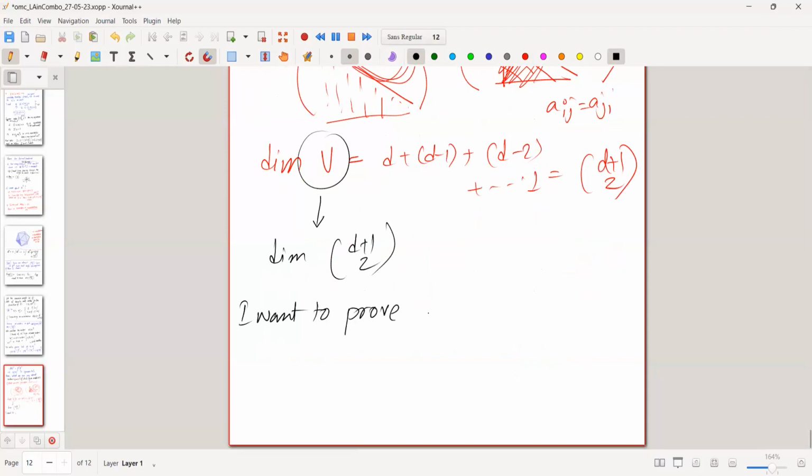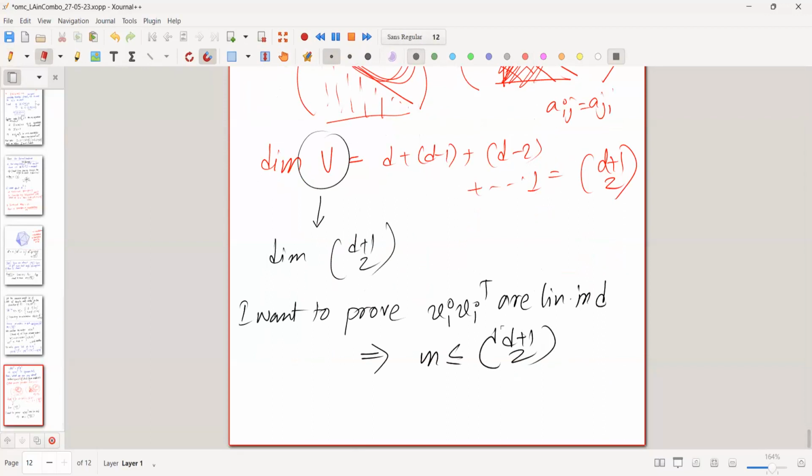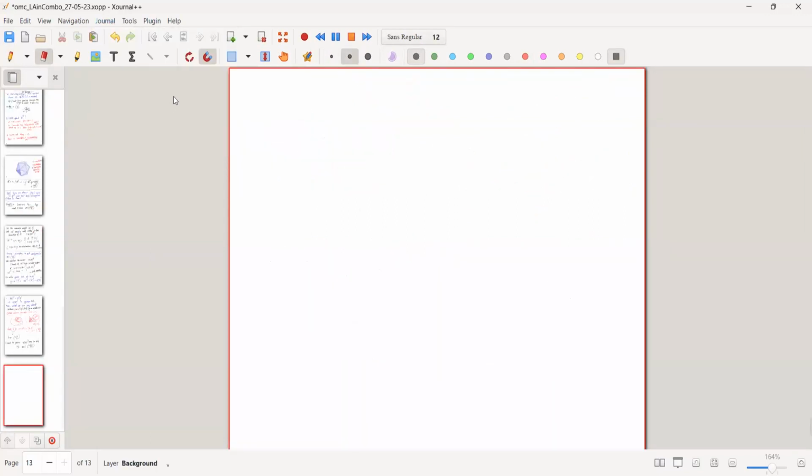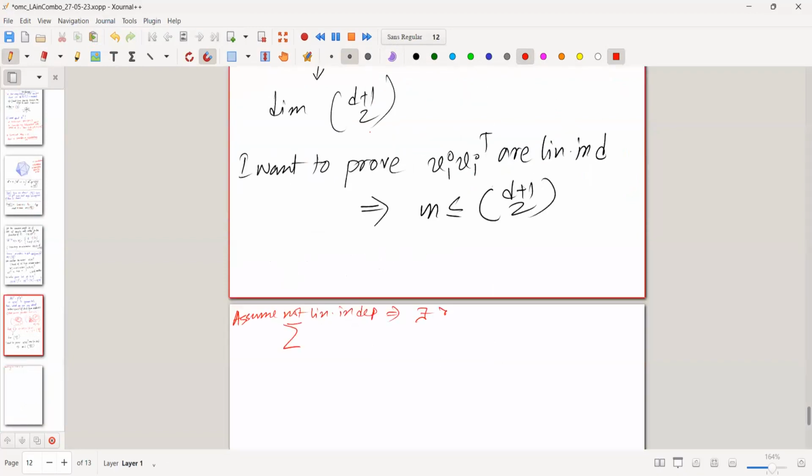So now I want to prove that the vi vi transpose, when viewed as elements of U, are linearly independent. This would show that m is at most D plus 1 choose 2. So how do you go about this? It's pretty similar. So you have something like a summation. Just a second. Assume they are not linearly independent. I have a question.